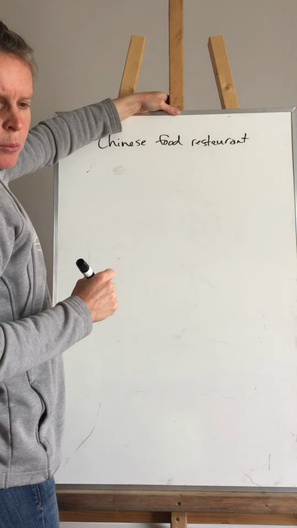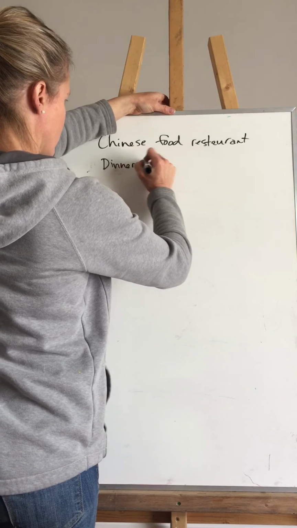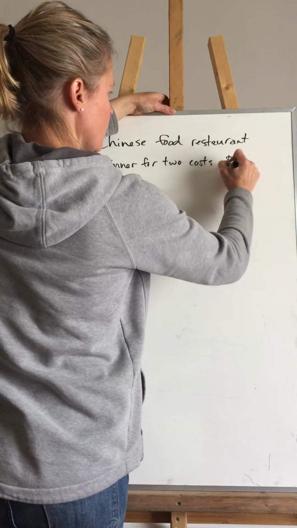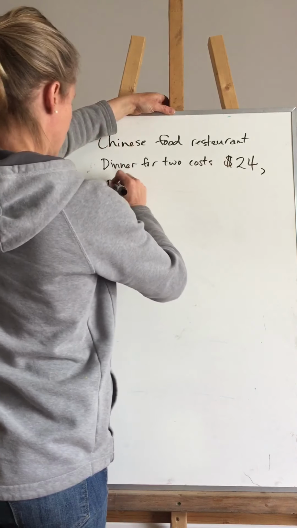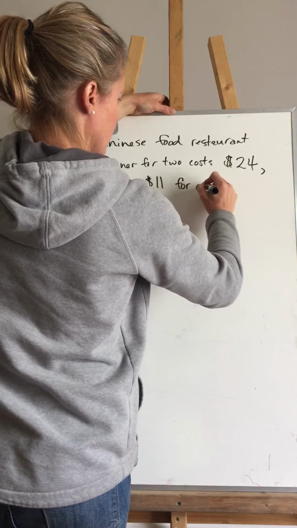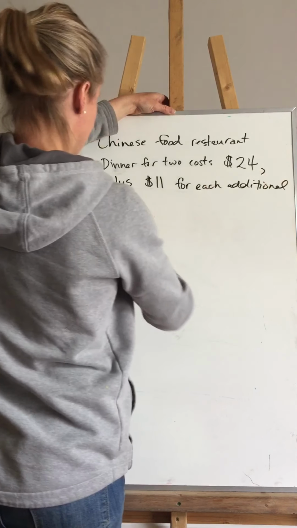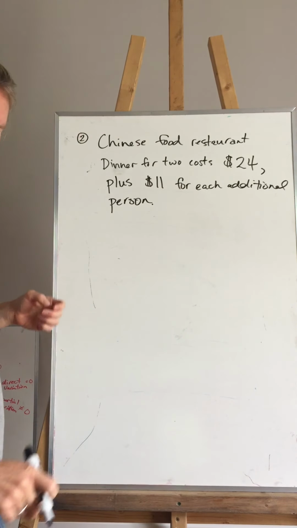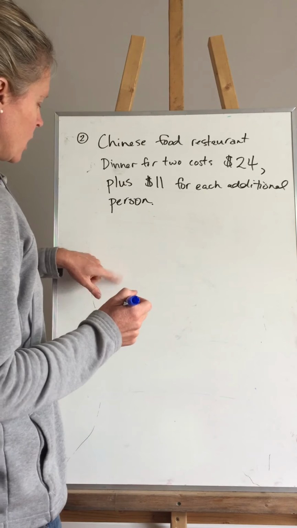It has a special for groups. It says dinner for two costs $24, plus $11 for each additional person. Okay, so you should already be thinking about what each of those components of the equation is.